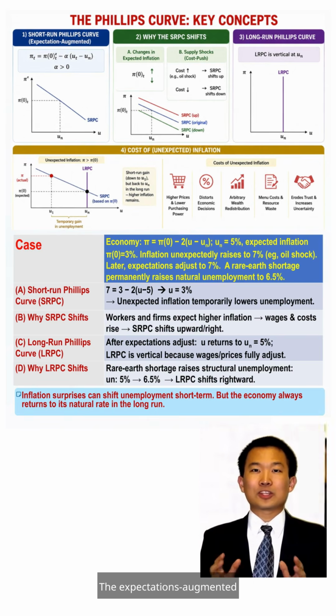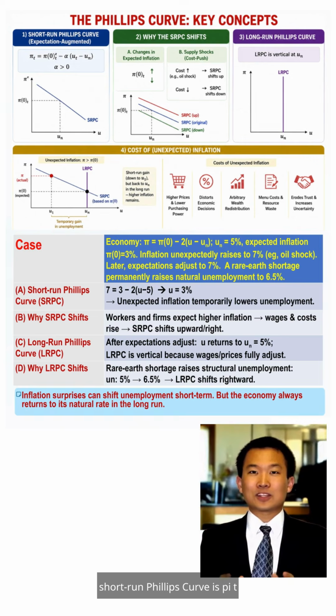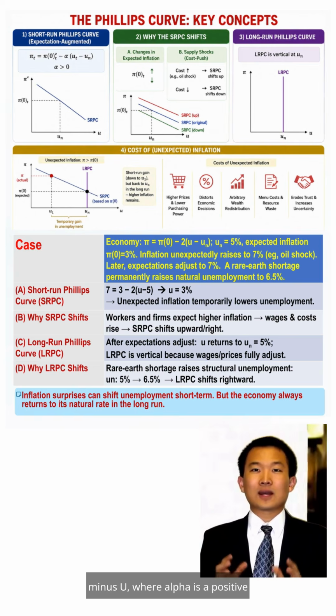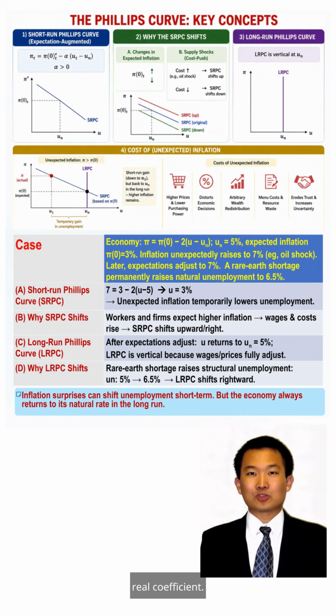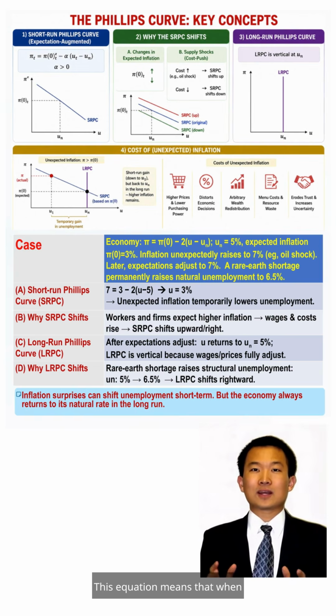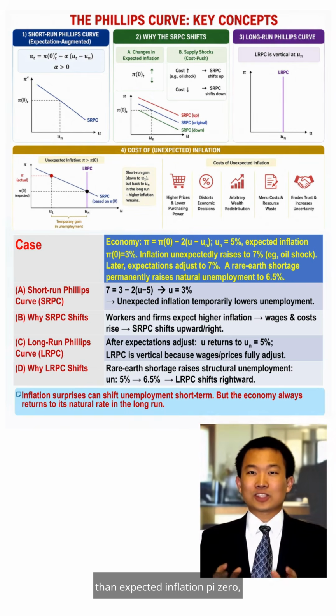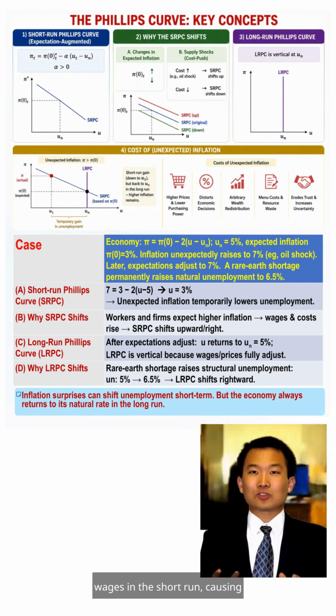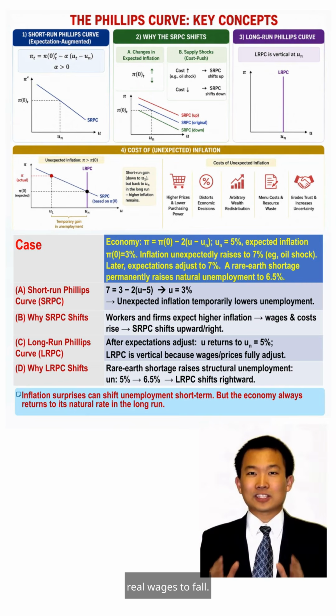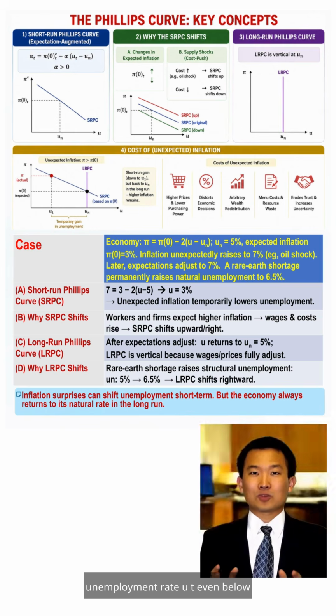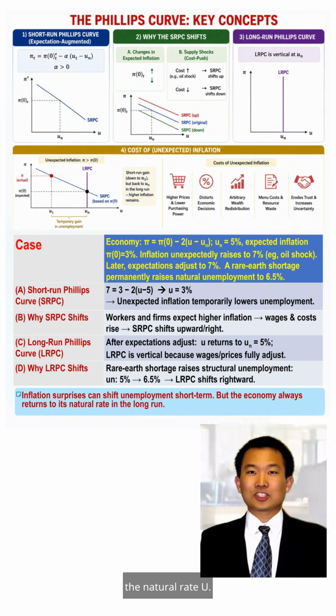The expectations augmented short-run Phillips curve is π_t = π_0 − α(u_t − u_n), where α is a positive real coefficient. This equation means that when actual inflation, π_t, is higher than expected inflation, π_0, product prices rise faster than wages in the short run, causing real wages to fall. Firms then expand production and hiring, temporarily lowering the unemployment rate u_t even below the natural rate u_n.